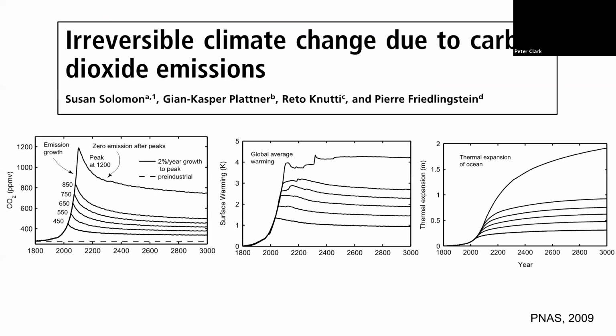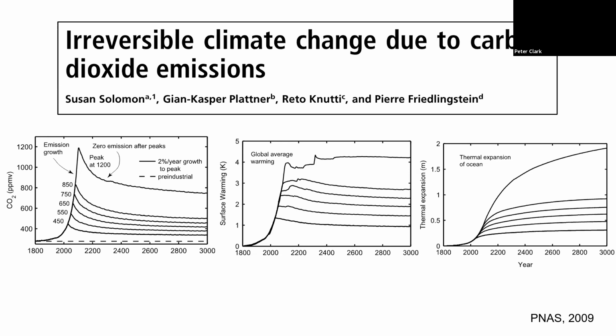One of the more benchmark papers on this question was this one by Susan Solomon and colleagues in 2009 that looked at irreversible climate change due to carbon dioxide emissions. And at this point, especially through the work of Dave Archer, the idea that the CO2 we emit has a long lifetime in the atmosphere was now being widely thought about, and the implications of that in terms of irreversible climate change.